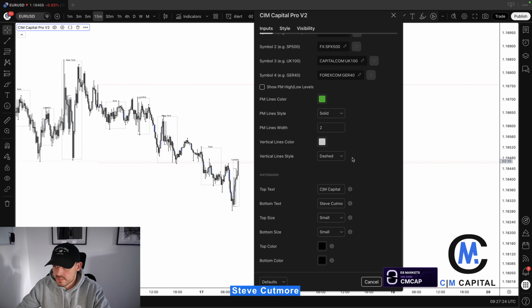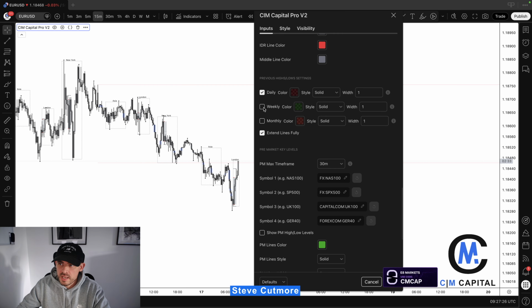Jumping straight back into the indicator, we actually have weekly highs and lows and monthly highs and lows as well fixed into the indicator. As you can see at the bottom there, you can see the green lines appeared. That is the weekly. You can change all the colours, the width of them and all that, and you can even extend the lines fully across the chart. I don't use the weekly or monthly, I only use the daily, but obviously they are on there.